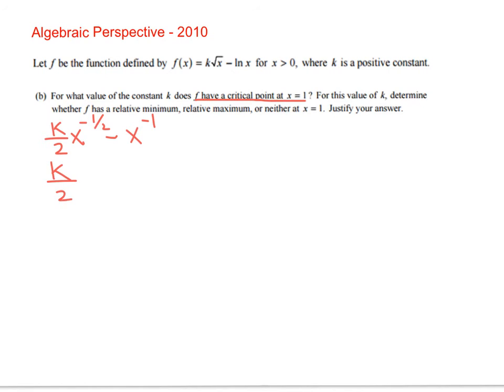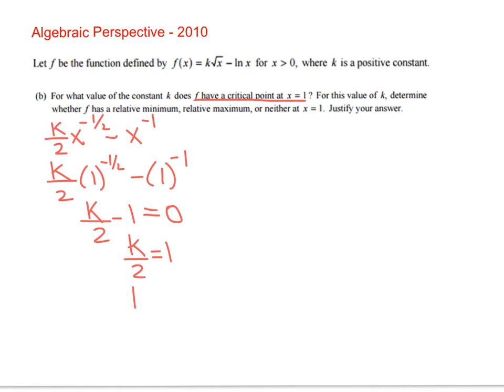So k over 2, and it's going to be 1 to the negative 1/2 minus 1 to the negative 1. Well, we know the square root of 1 is 1, so I just get k over 2. And then 1 over 1 is just 1, so it's minus 1. Now this will never be undefined because it's linear, so we're going to set it equal to 0, because critical points equal 0. So k over 2 equals 1, multiplied by 2, so then k equals 2. So we'll have a critical point at x equals 1 when k is equal to 2.